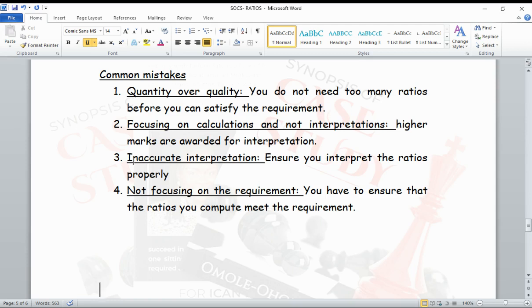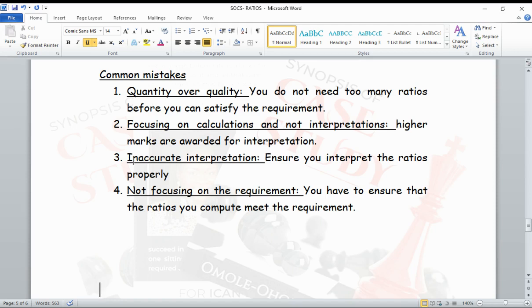Second one is focusing on calculations, not interpretations. Interpretations carry higher marks. Interpretations carry 32 marks. Your calculation is just 8 marks. Yes, calculation is very, very important because if you calculate wrongly, you will definitely interpret wrongly, right? But then focus on interpretation very well. Don't just write one line and have half a page for your entire financial statement analysis. Fine, you don't need 10, 20 pages, but have a substantial amount of interpretation.